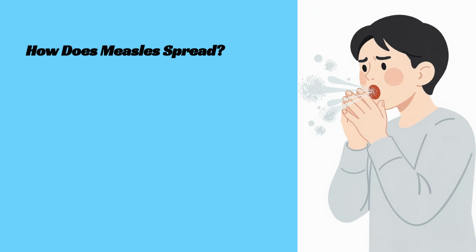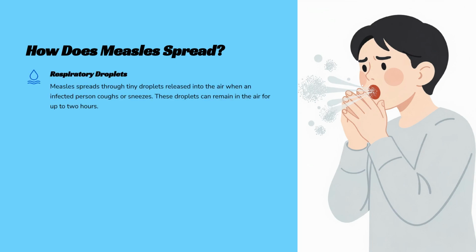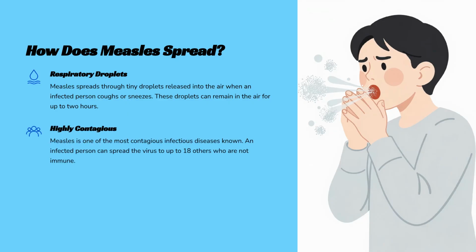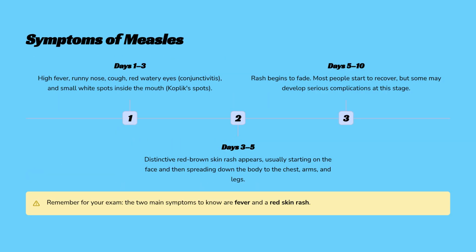How does measles spread? It travels through respiratory droplets from coughing or sneezing, which can stay in the air for 2 hours. It is extremely contagious and can also be spread by touching contaminated surfaces. Measles symptoms progress over days. In the first few days, expect fever, cough, and runny nose. By days 3 to 5, a characteristic red-brown rash appears. Remember for your exam, the 2 key symptoms are fever and a red skin rash.